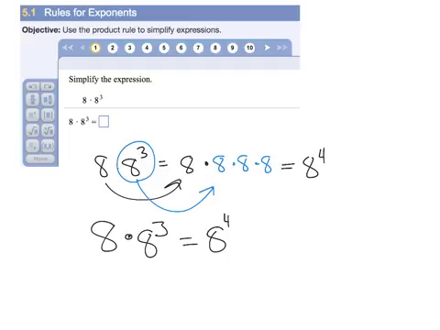Now the part that I'm not sure about is if they want us to leave the answer as 8 to the fourth power, or do they want us to change that 8 to the fourth power to some actual value. So for example, 8 to the fourth power is equal to 4,096. So I'm not sure if my math lab wants us to leave the answer as 8 to the fourth, or if they want us to leave the answer as 4,096.